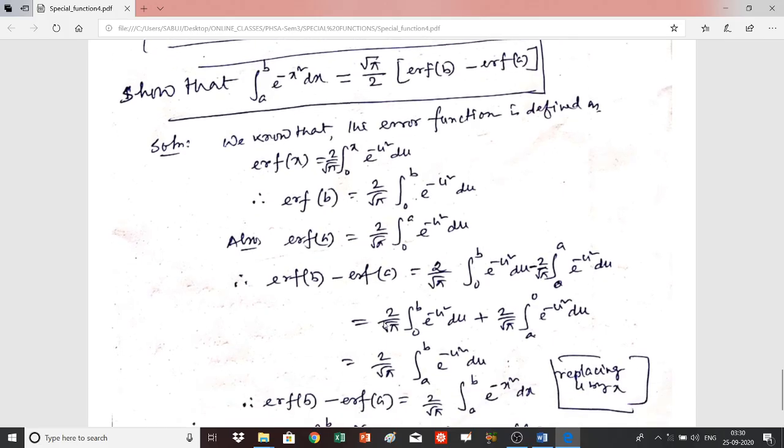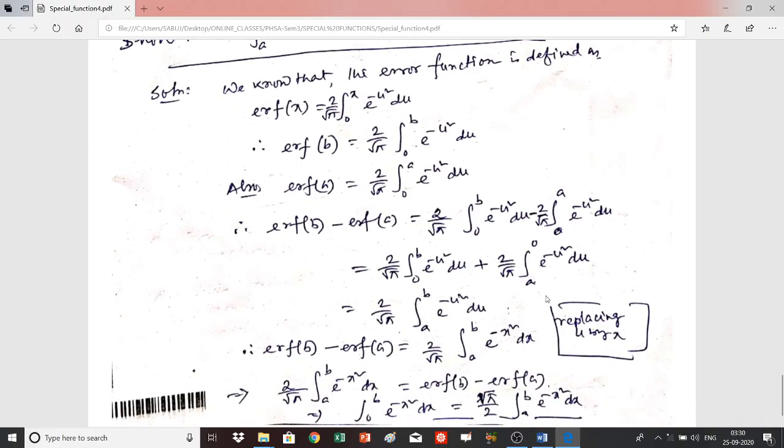And that is equal to 2 by root pi, integral 0 to b of e to the minus u square du, and you can write the second term with a minus sign flipping the limits, plus 2 by root pi, integral a to 0 of e to the minus u square du. If you combine these two, since one is 0 to b and the other is a to 0, you will get 2 by root pi, integral from a to b of e to the power minus u square du.